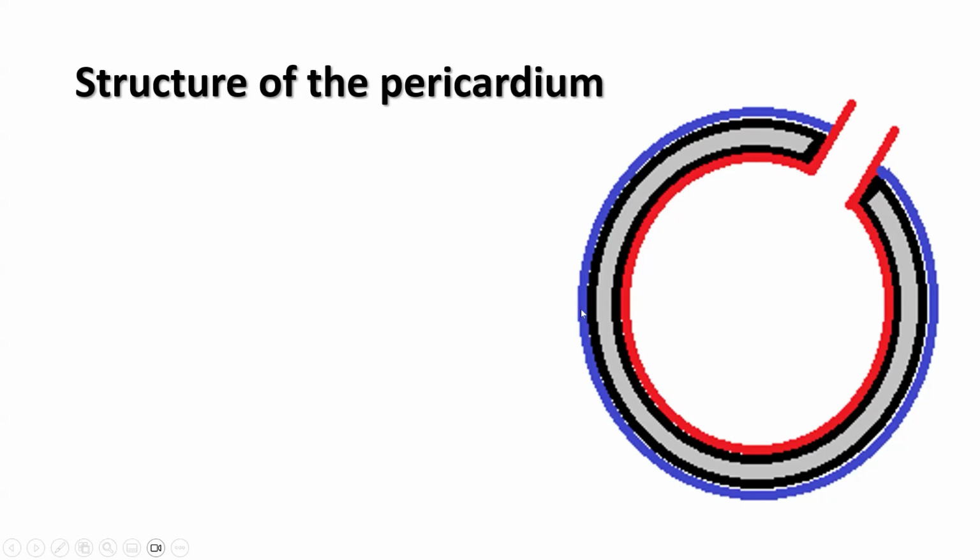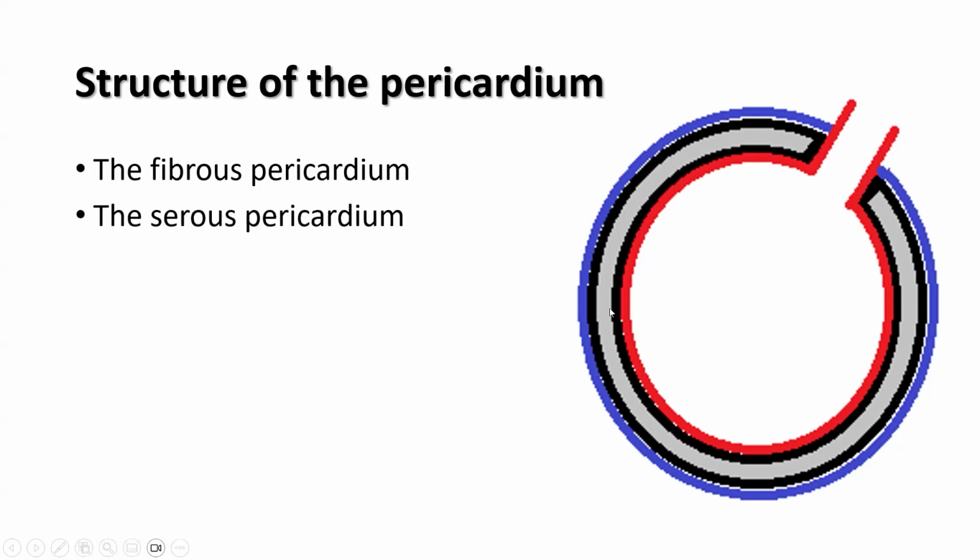This is a tough tissue. It is called fibrous pericardium. It gives protection to the heart, to the serous pericardium, and it performs some other functions. Now we can see what will be the structure of pericardium. Externally, this is the fibrous pericardium, and internally, there is serous pericardium.